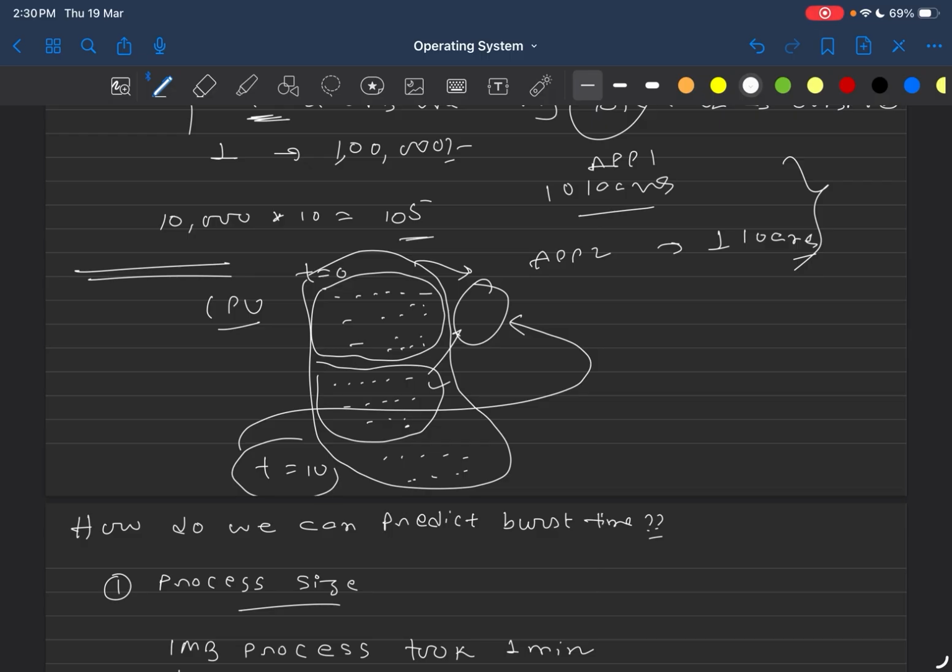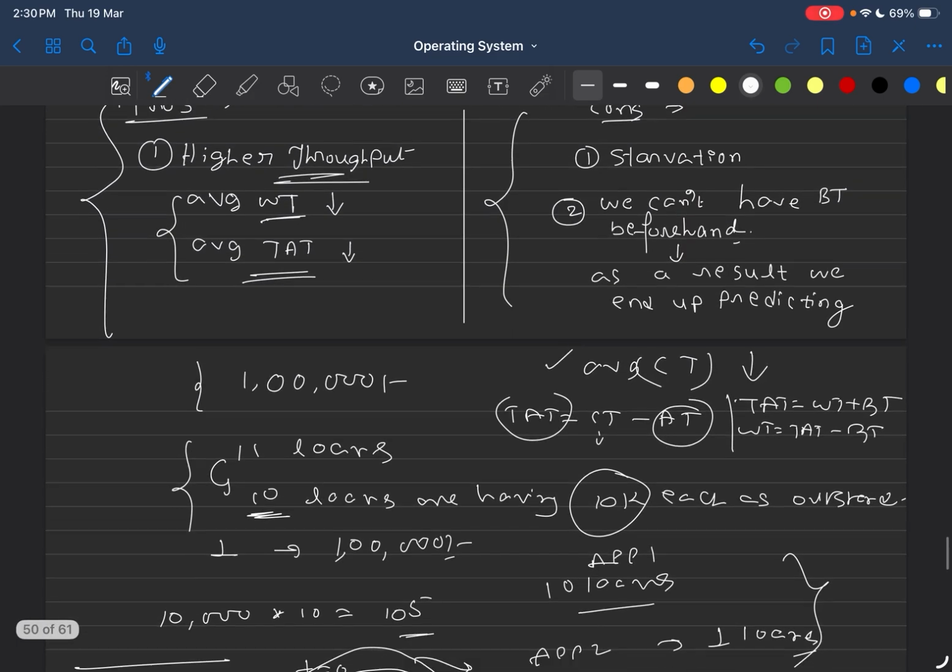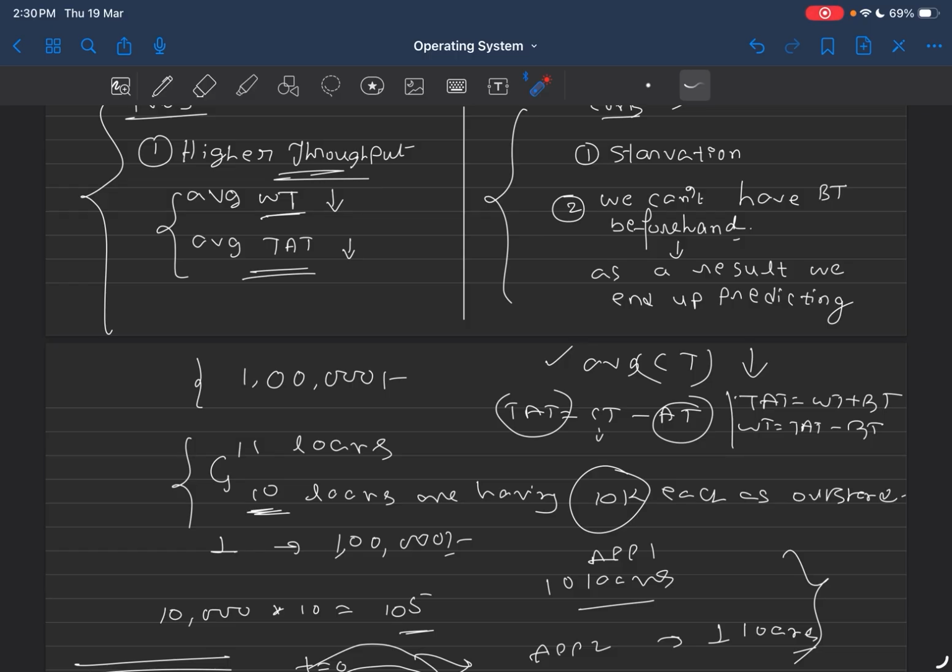So even though this process arrived at time t equal to 0, it got scheduled only at time t equal to 10. It has to wait a lot. This is called starvation. So this is one of the disadvantages. Next, let me come to the biggest disadvantage.